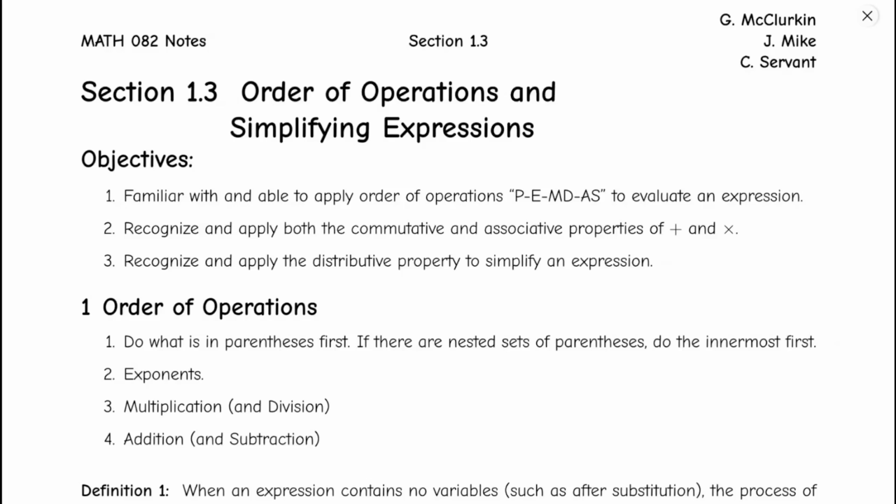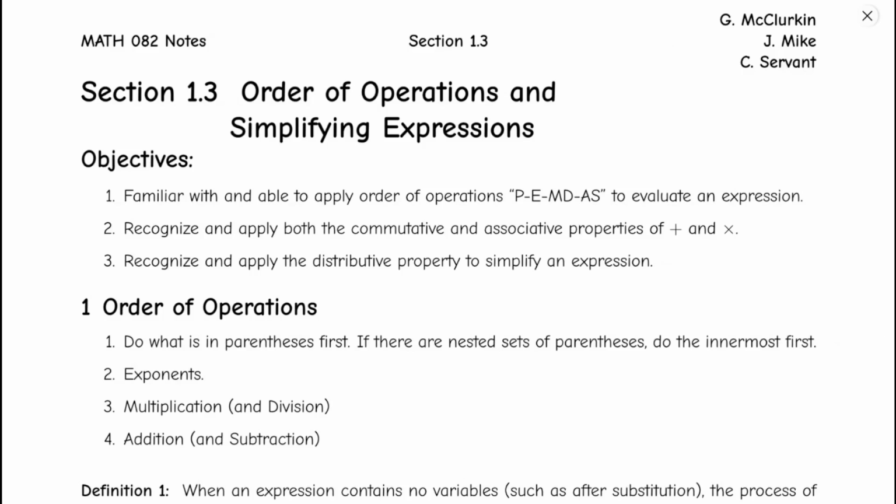Hello, today we're going to start section 1.3, Order of Operations and Simplifying Expressions. The objectives of this section are to become familiar with and able to apply order of operations, PEMDAS, to evaluate an expression, recognize and apply both the commutative and associative properties of addition and multiplication, and recognize and apply the distributive property to simplify an expression.